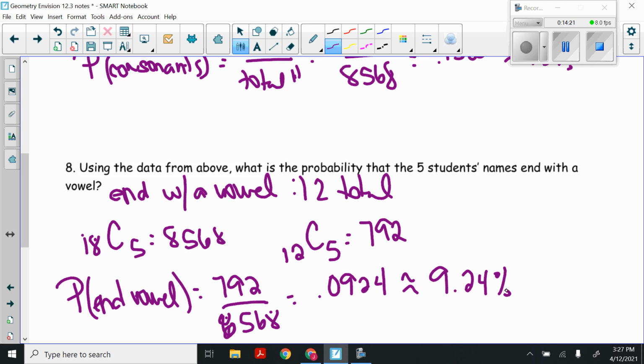All right, so that is our last section of probability, our last lesson before our EOC test. Our homework today is again on Envision 12.3, practice and problem solving. And after this, we will just start working the EOC practice test together, step by step.